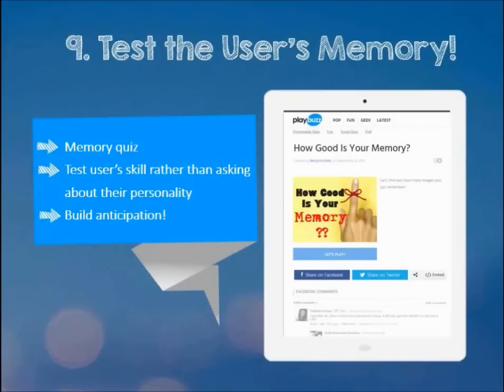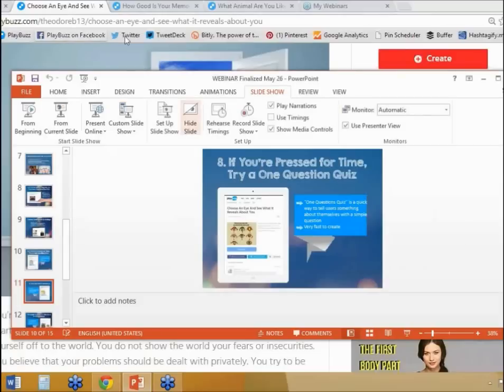So, number 9, testing the user's memory. Now, this is a really cool way to use the personality quiz format in sort of an unconventional and unexpected way. So, in this case, what the author did is, we'll show you this in just a second, but instead of asking the users questions about their personality, it added this element of surprise: instead they were asked to recall questions about particular pictures and tested the user's skills rather than asking about their personality. So let's take a look at this item and see what the author did here and how the author really nailed that element of surprise.